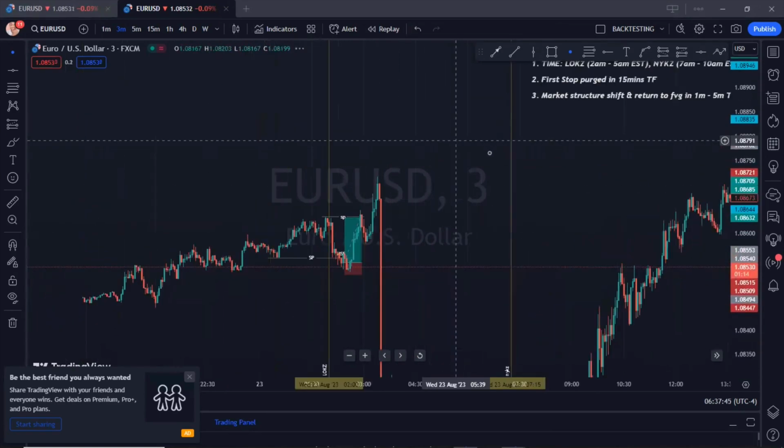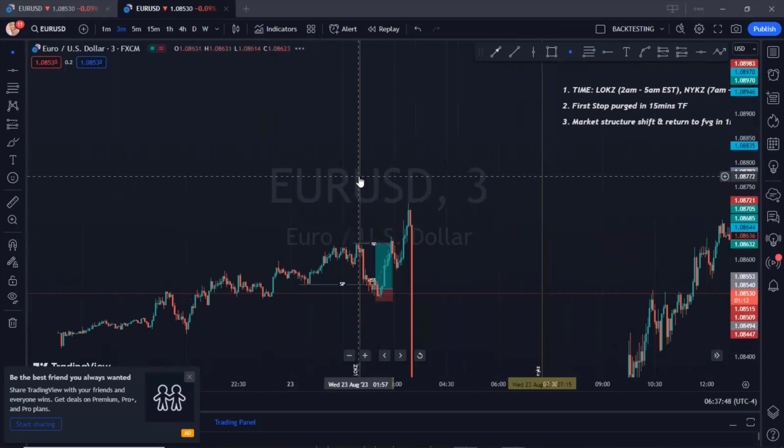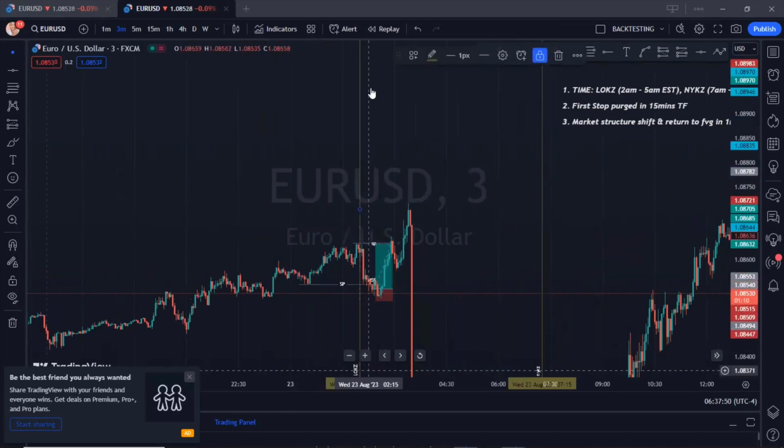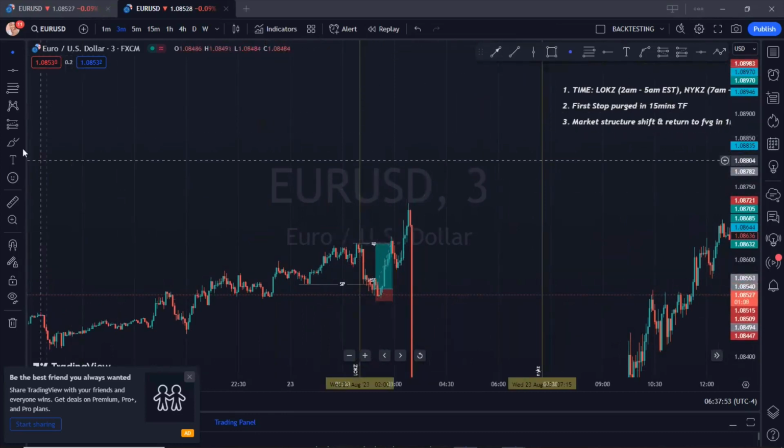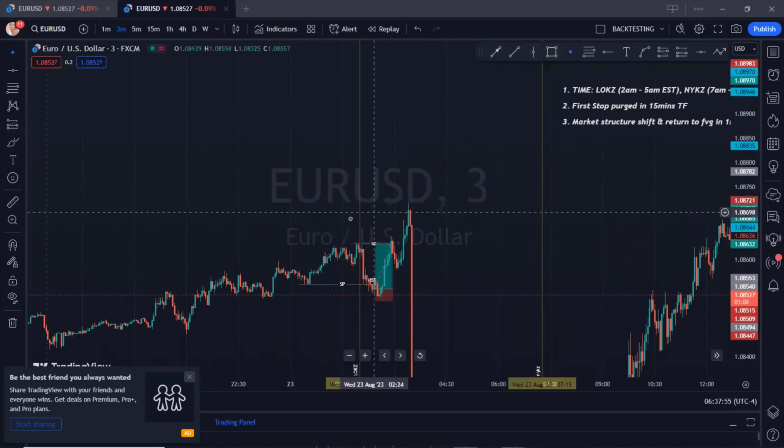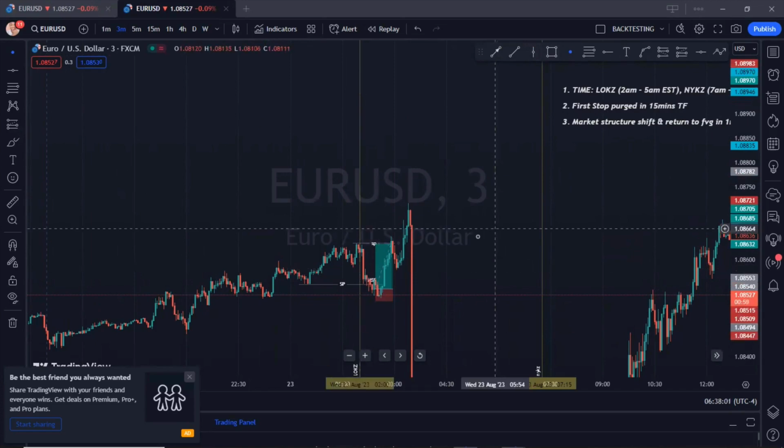So once it is 2 a.m., you can see this is the London Kill Zone. I marked it out. I use this vertical line to mark it out. So simply go to your tools and put the vertical line. London Kill Zone starts exactly, if you check now, at 2 a.m. EST. So that's the first thing.